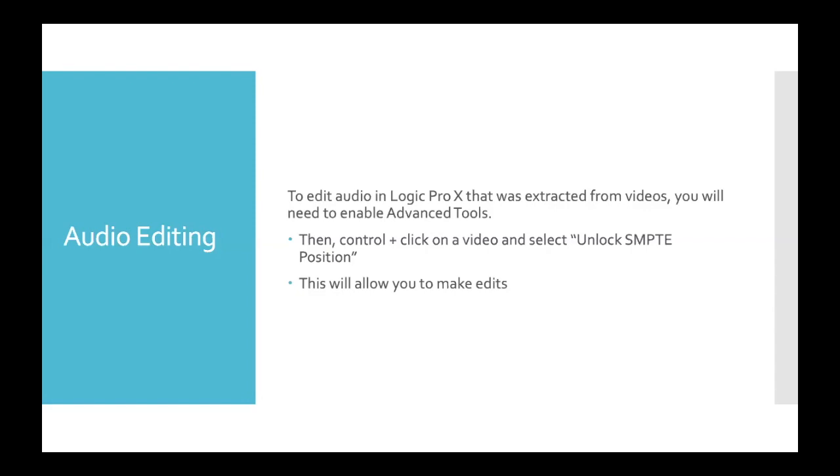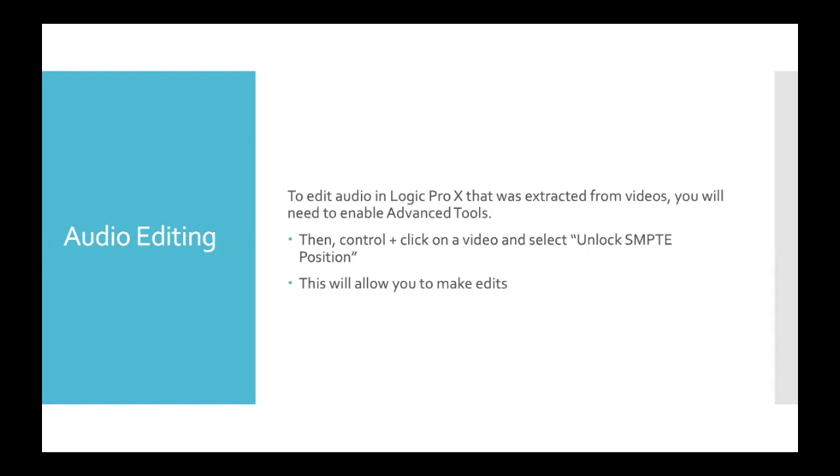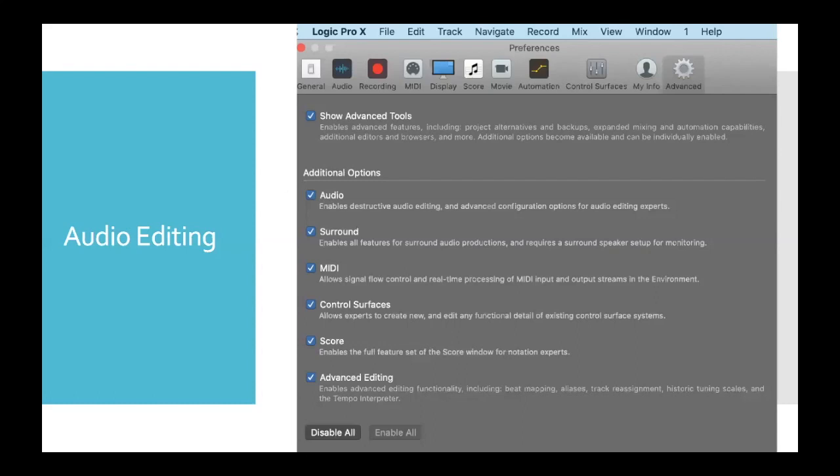So you're going to have to go to Preferences, and you're going to have to enable Advanced Tools. This is what Advanced Tools looks like. If you go to Preferences in Logic Pro, you can enable all of those things. That's going to let you control-click a video, and the very first option is going to be Unlock SMPTE Position. That lets you actually edit audio that's part of a video track. Once you do that, then you're golden. But if you don't do that, you're going to spend a lot of time wondering, why can't I edit this thing? Why won't it let me do it? So Logic Pro, Preferences, Advanced, and then you can enable all of that.